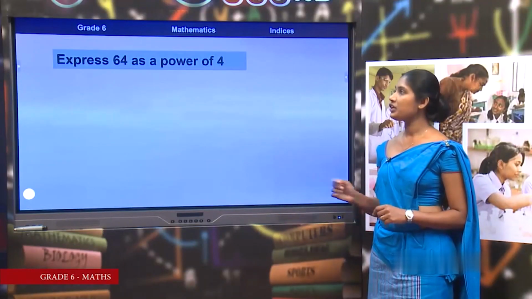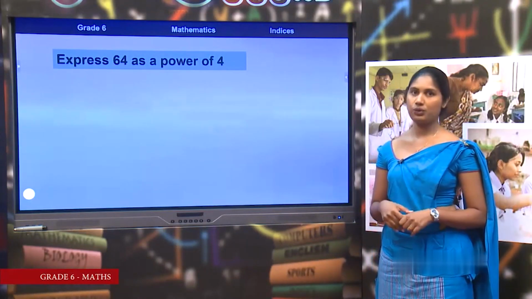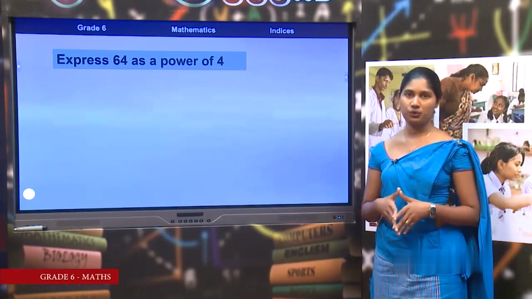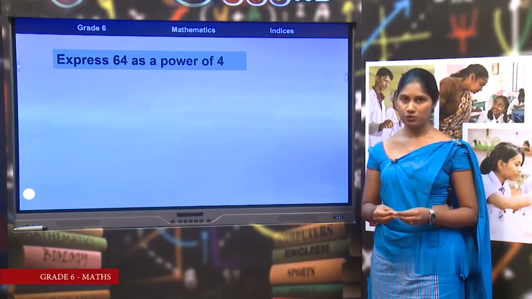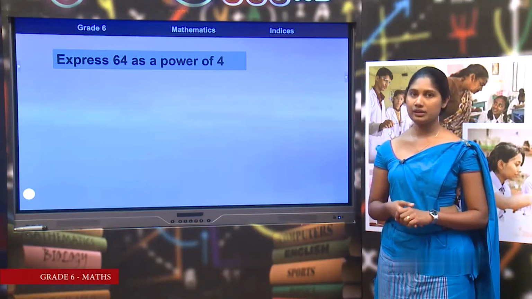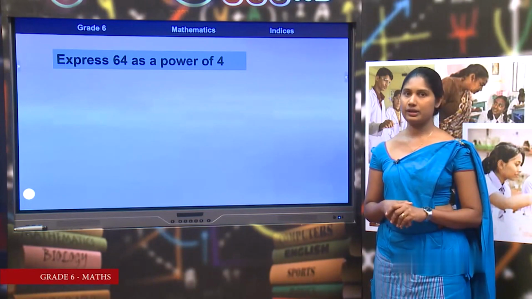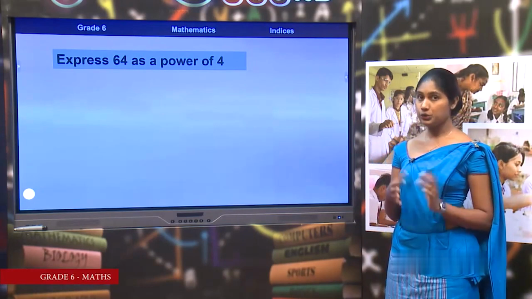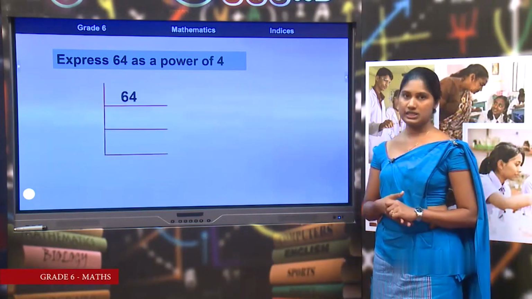Okay. We move to another one. Here, what is the number? 64 as a product. Here, express 64 as a power of 4. We have to write 64 as a power of 4. Here, 64, we have to divide by 4 again and again until 1 comes. We'll see how to do it. You also do it with me. Okay, how to do this?